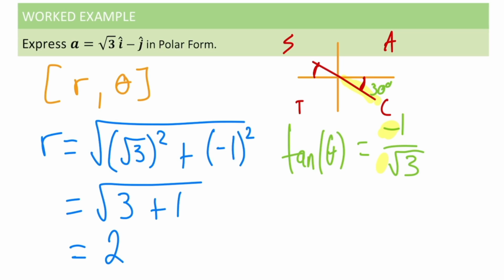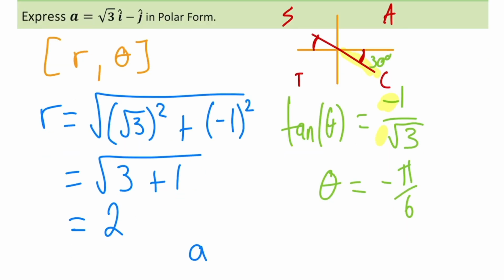So that means that theta is equal to -30 degrees, or if I put that back into radians, that is going to be -pi/6. So that means that in polar form, a is equal to 2, -pi/6.